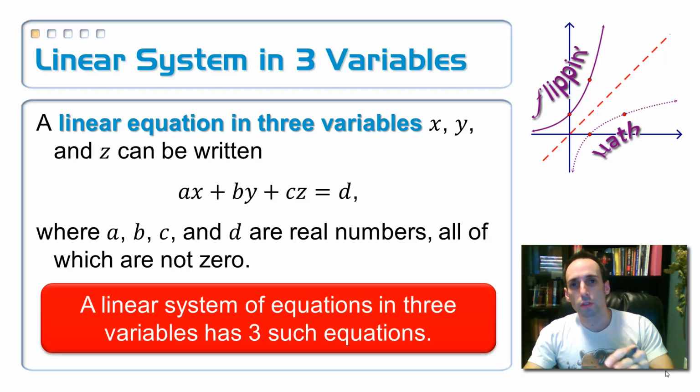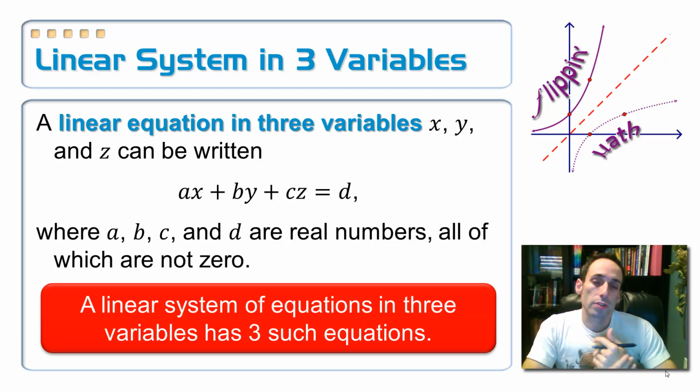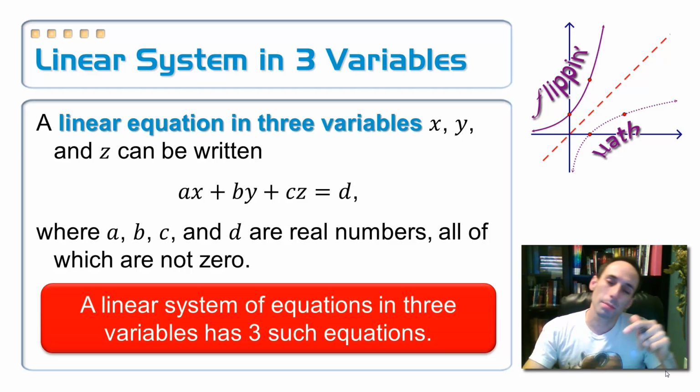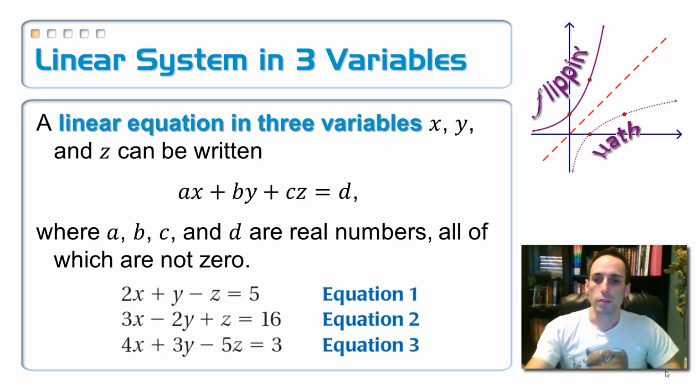Okay, so a linear system of equations in three variables has three of these. One of the things that we said when we first talked about a linear system is that if you're going to solve that system, however many variables you have, that's how many equations you need to solve it. So if we have three variables, we need three equations, like so. So that's just an example of something that we're going to be able to solve.